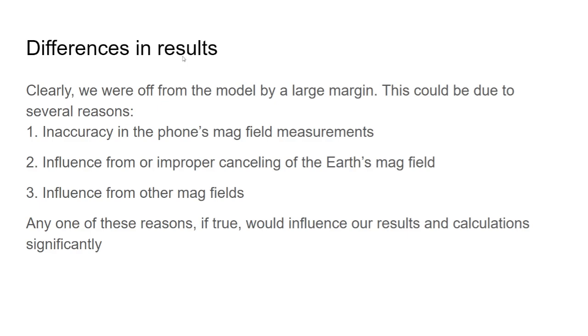The differences in results were likely due to a few reasons. It could either be due to interaction in the phone's magnetic field measurements, influence from Earth's magnetic field, or influence from other magnetic fields. Any one of these reasons, if it was true, would influence the results in our calculations.